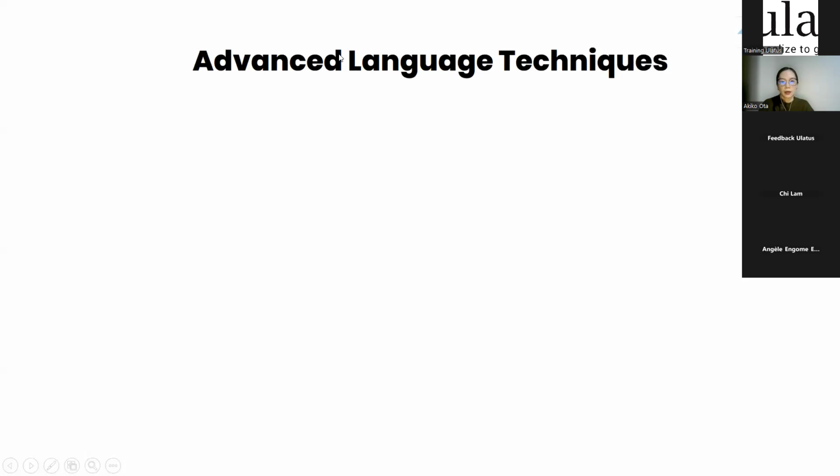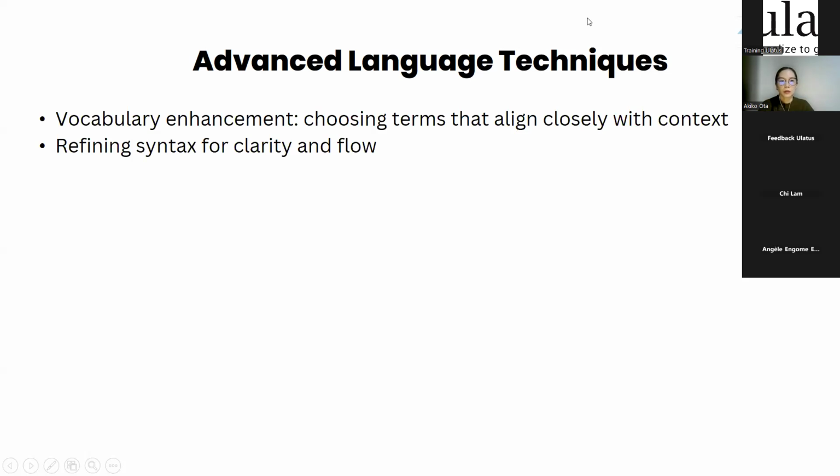Now let's move on to the main content and talk about language itself. Advanced language techniques are crucial for enhancing translation accuracy. This involves expanding your vocabulary, refining syntactic structures, and mastering idiomatic expressions. The goal here is to make our translation not just accurate, but also natural and engaging.